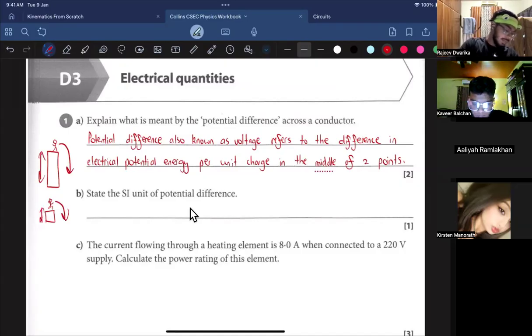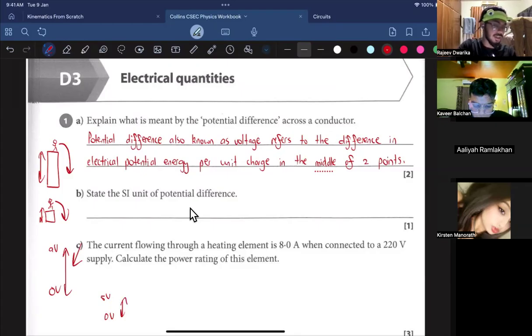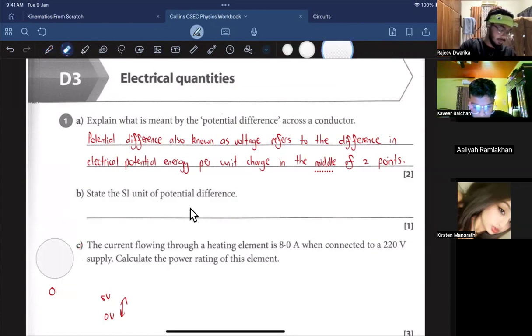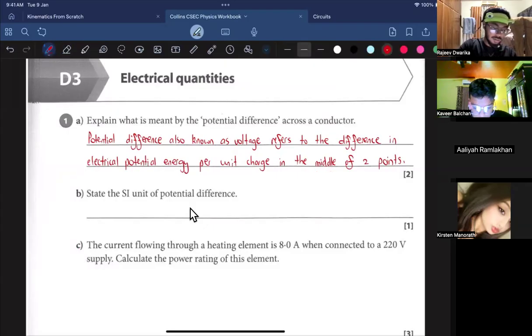Similarly, if you have a voltage of 0 to 9 volts versus a voltage of 5 volts to 0 volts, this one would have more electrical potential energy. It's the same concept, but instead of gravitational potential energy, we're talking about electrical potential energy. And potential difference is just the difference in electrical potential energy per unit charge in the middle of 2 points. That's all. Right? State the SI unit of potential difference. The answer is volts, measured in V.